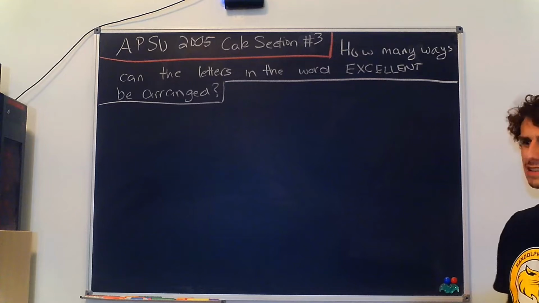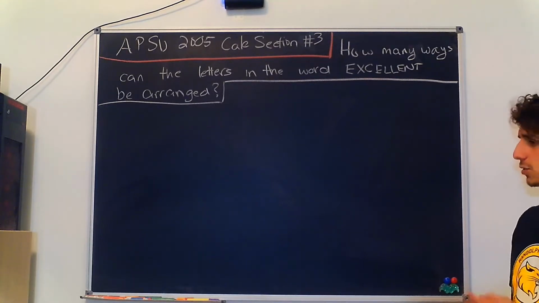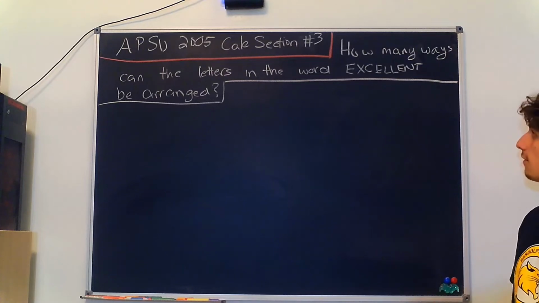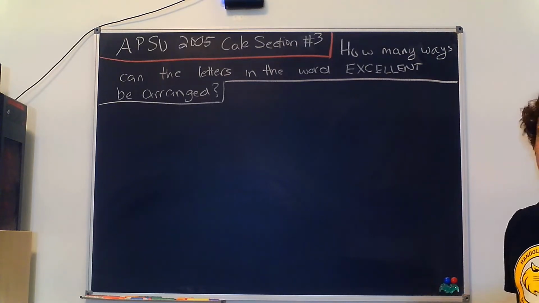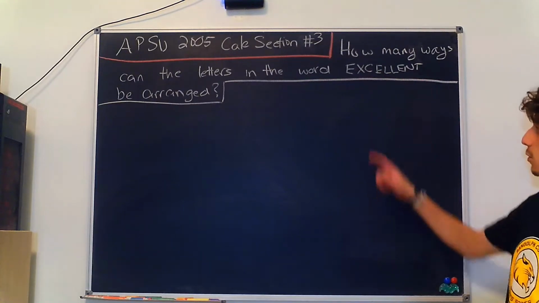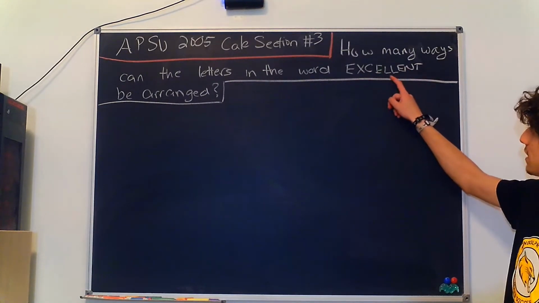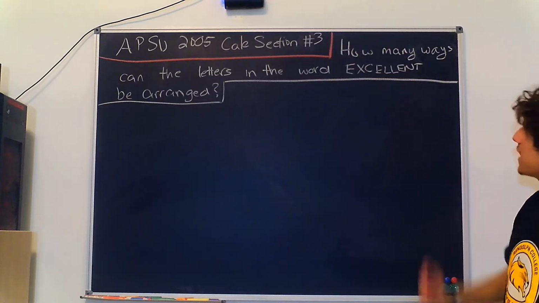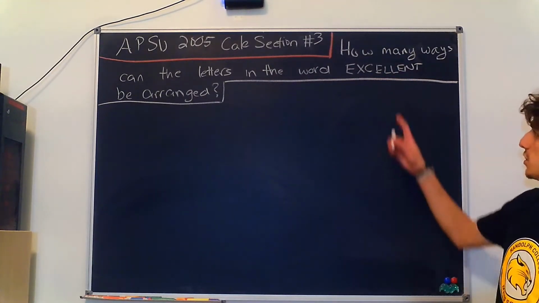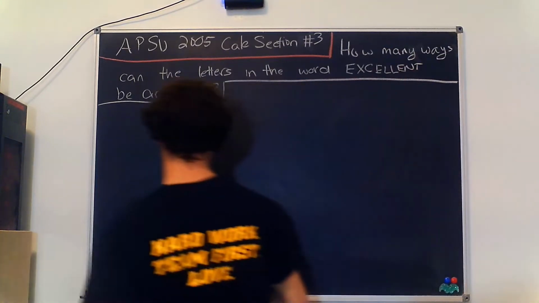At first glance, this problem seems really easy because you might think, just take the factorial of the number of letters in this word and that'll give you the answer. But that's not entirely true because we have a bunch of copies of the same letter in this word. We have 3 E's, 2 L's, and I think that's it. Those are the only duplicates, but those cause us some problems.